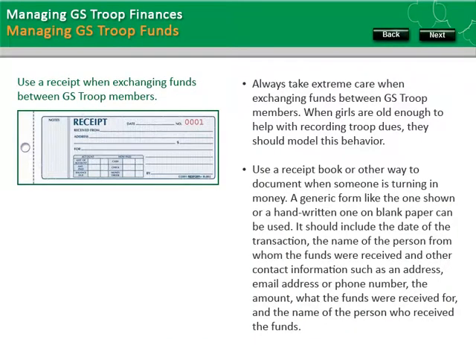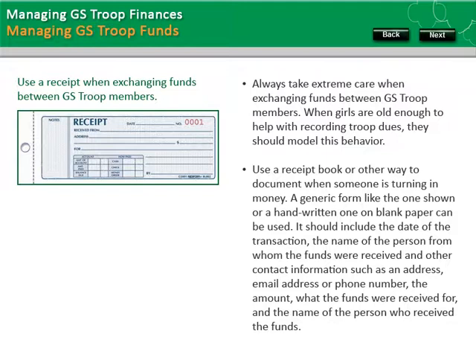Always take extreme care when exchanging funds between GS Troop members. When girls are old enough to help with recording troop dues, they should model this behavior. Use a receipt book or other way to document when someone is turning in money. A generic form like the one shown or a handwritten one on blank paper can be used.